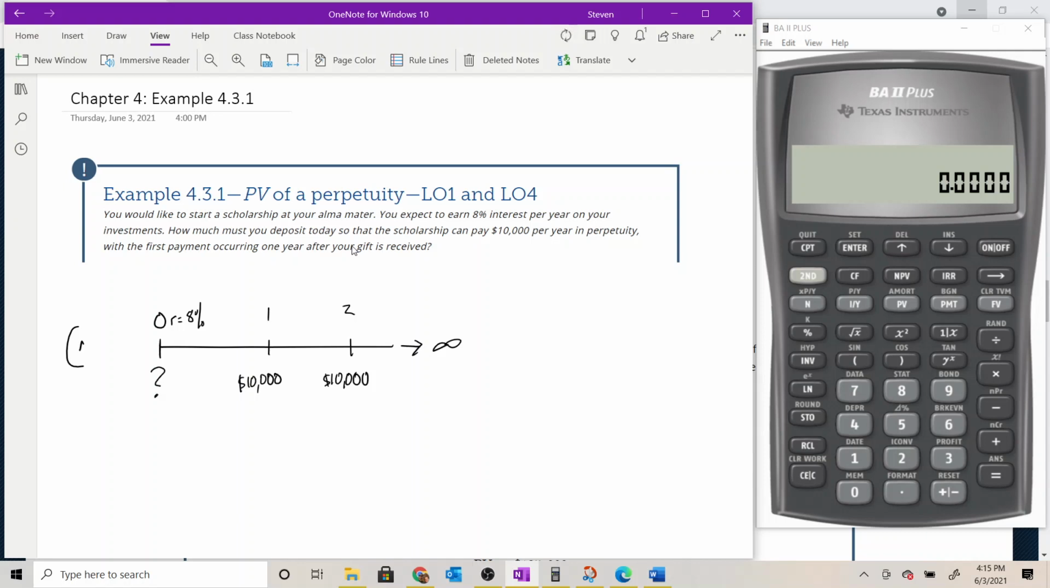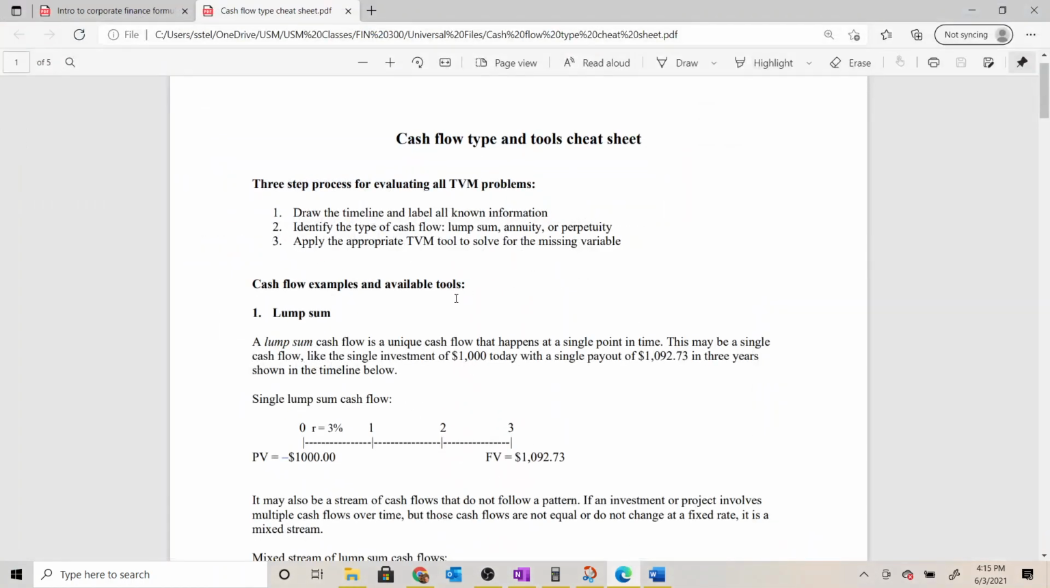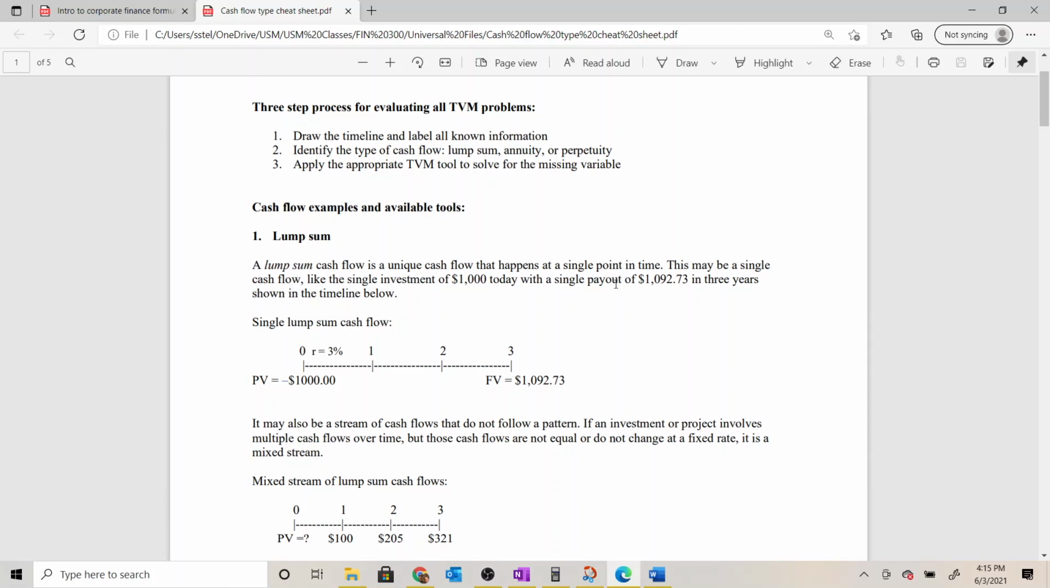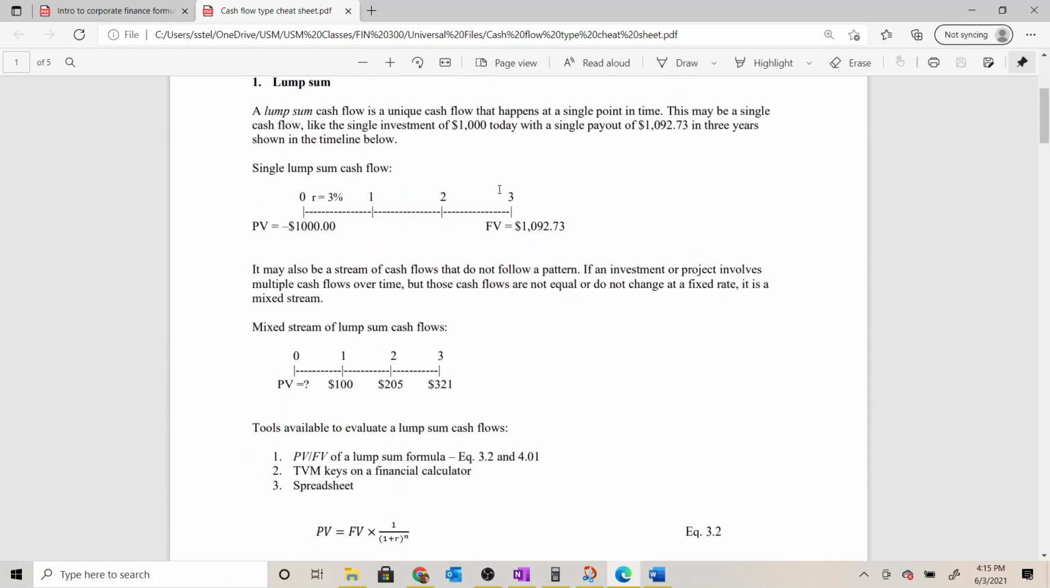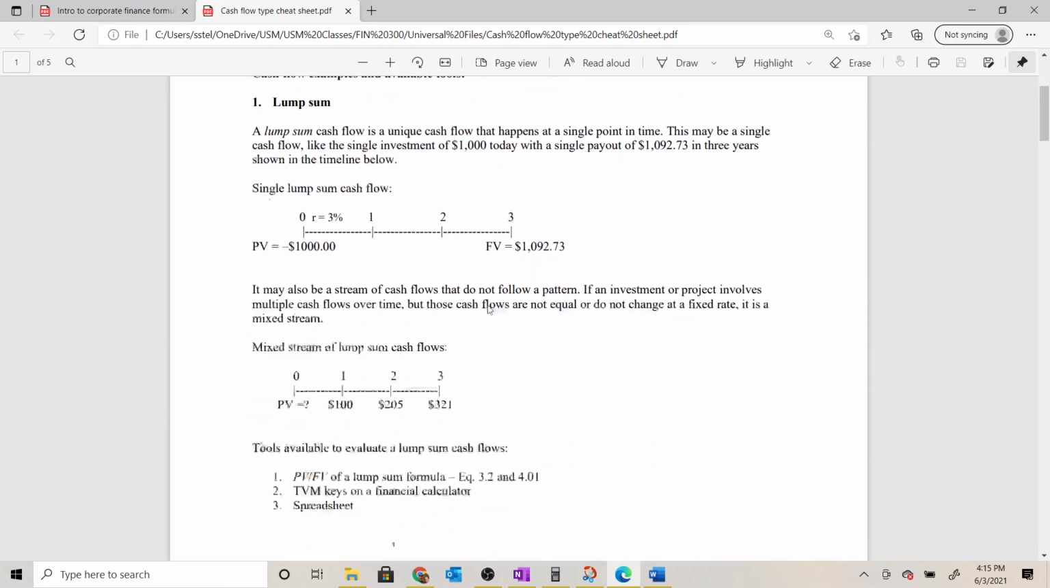Okay, so that's step 1. We've mapped out all the available information. And step 2 is to identify the type of cash flow we're looking at. Well, in this one, there's a giant hint. It says perpetuity right in the question, so we know we're probably looking at a perpetuity. But just to be sure, let's look at our different types of cash flows. We know it's not a lump sum because it's happening over and over again.